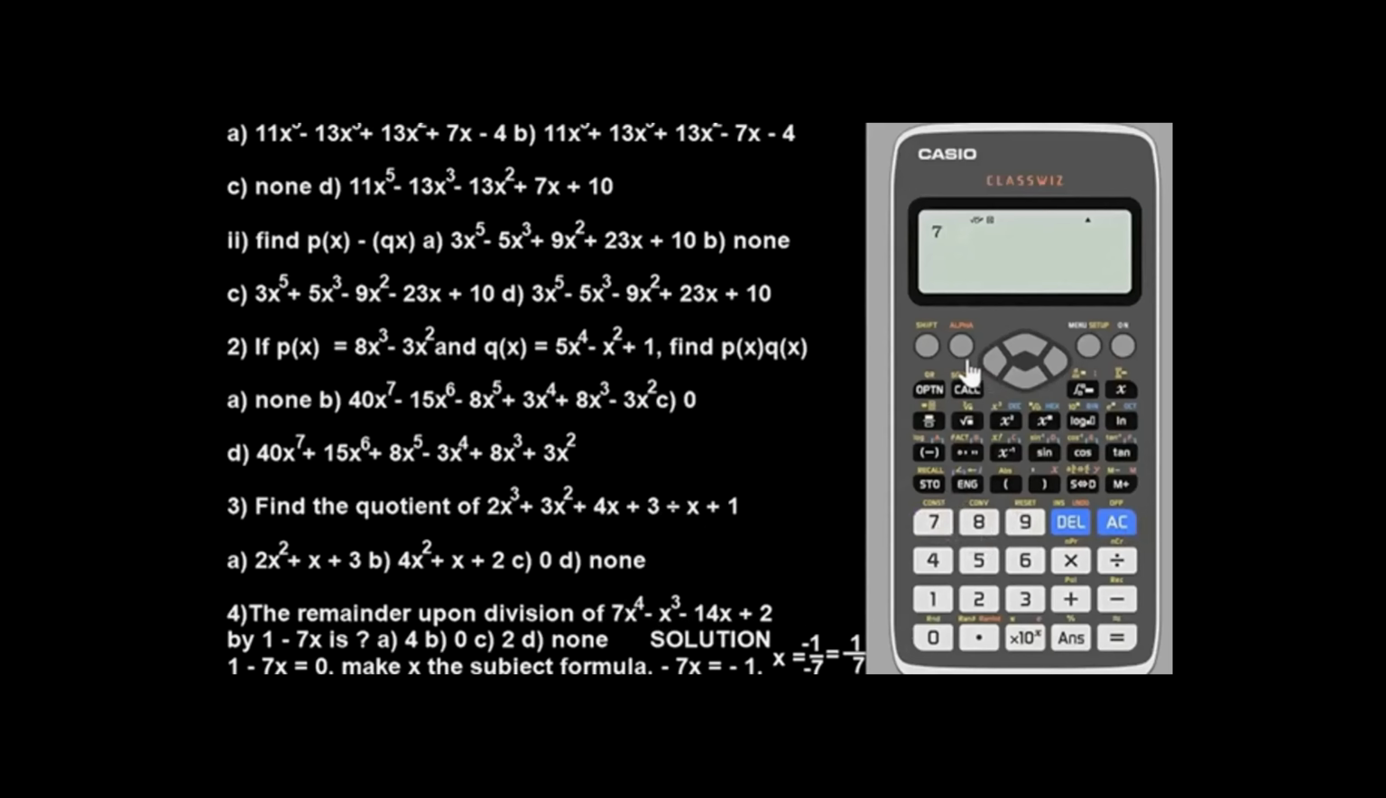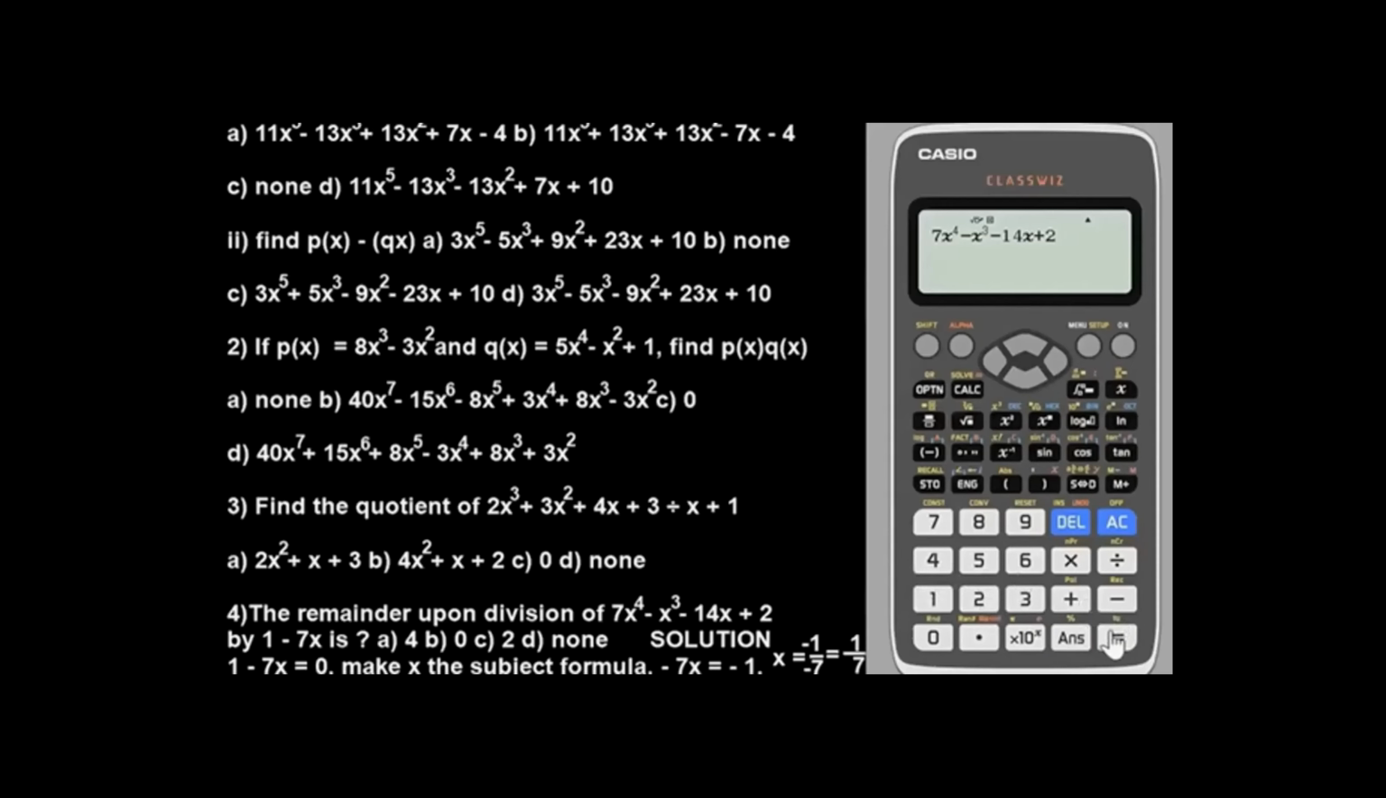So input 7, alpha x raised to the power of 4, minus alpha x raised to the power of 3, minus 14 alpha x, plus 2. Okay, guys, so that's it. Now, once you are done, you press equals and you see your answer.